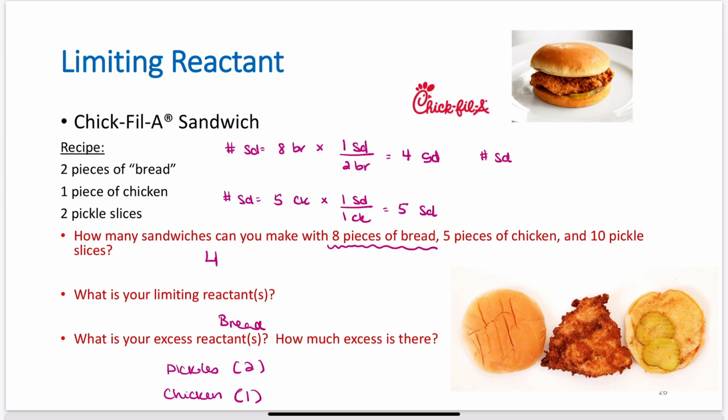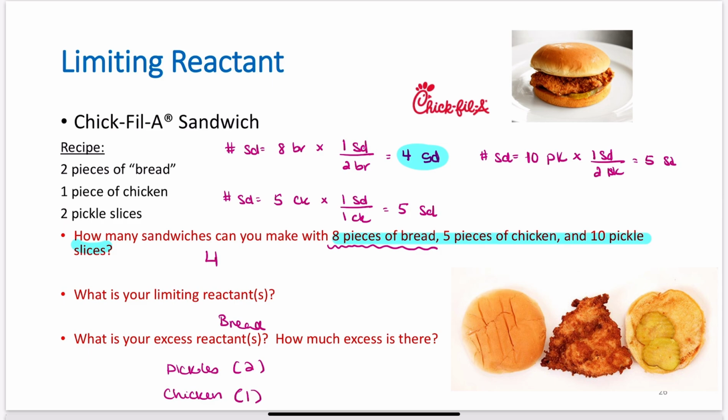If I look at my pickles, I know I have 10 pickles. I know 1 sandwich requires 2 pickles. Overall, I could make 5 sandwiches. I say I'm still limited to 4. I know that 4 sandwiches is the max I can make if I have 8 pieces of bread, 5 pieces of chicken, and 10 pickle slices. In this case, the bread runs out first. Therefore, my bread is my limiting reactant. My excess reactants are anything that is left over once complete. I have 1 excess chicken, and I have 2 excess pickles.